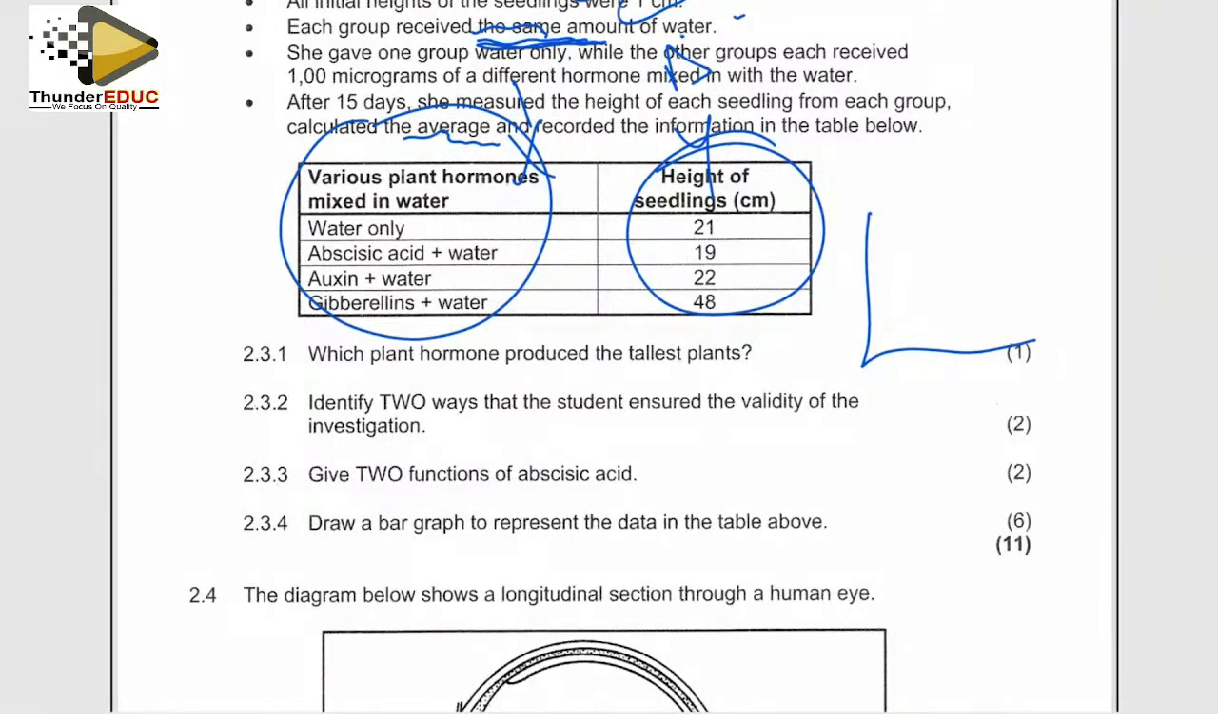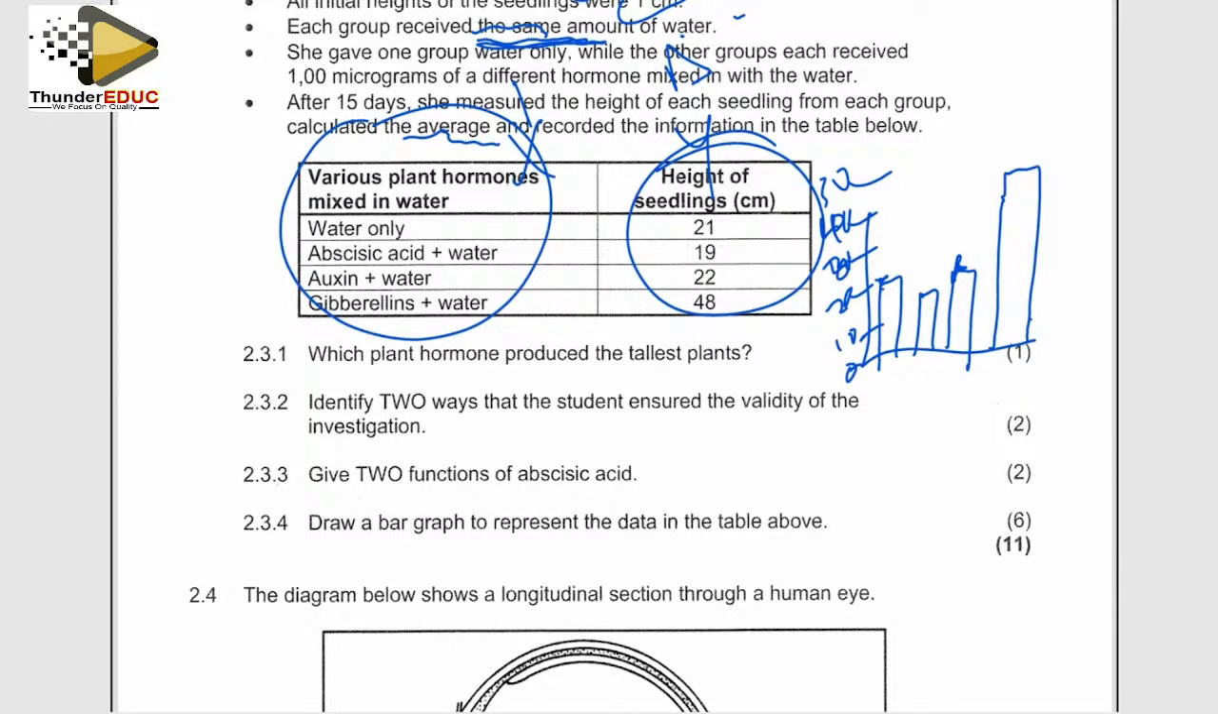40. So maybe I can say 0, 10, 20, 30, 40, and then 50. You'll find out that it goes in. So you'll find out that this one, the first one is 21, so maybe it's around there. And then this one is 19, maybe it's around there. You leave a space because it is a bar graph. Then the 22 is around there, and then 48 is around there.